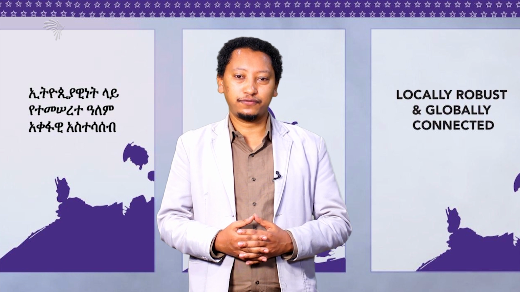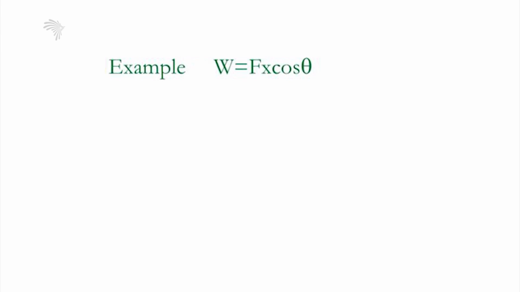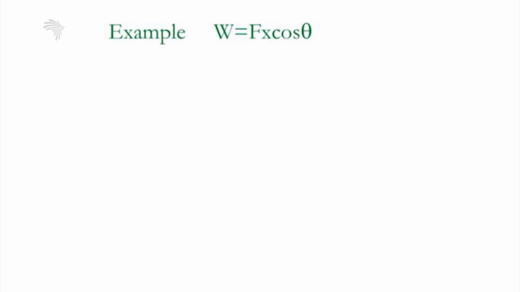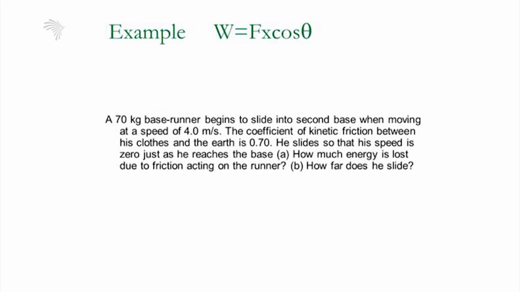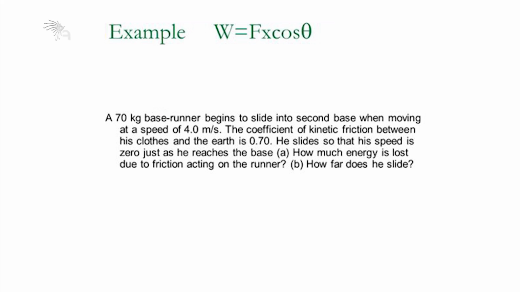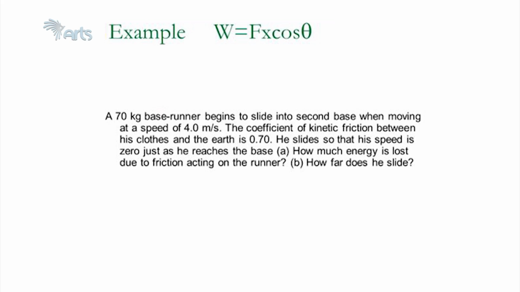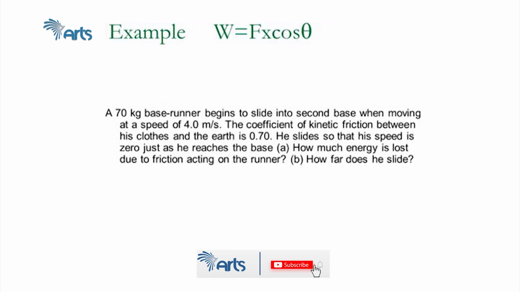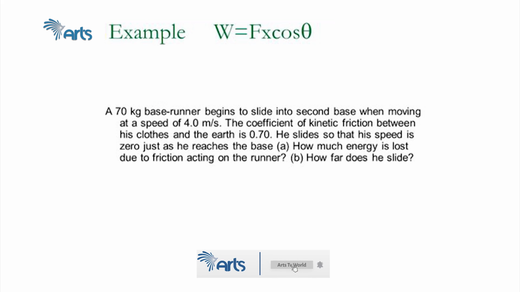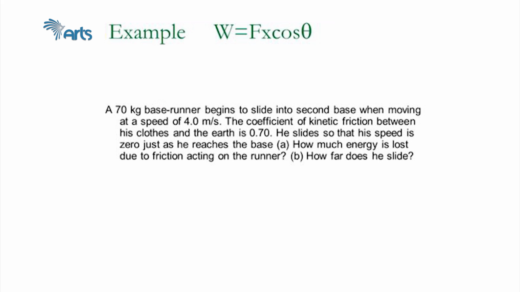Now let us see some practical examples on the topics that we have discussed so far. When we see the first one, it says that a 70 kilogram base runner begins to slide into second base when moving at a speed of 4 meters per second. The coefficient of kinetic friction between his clothes and the earth is 0.70. He slides so that his speed is 0 just as he reaches the base.